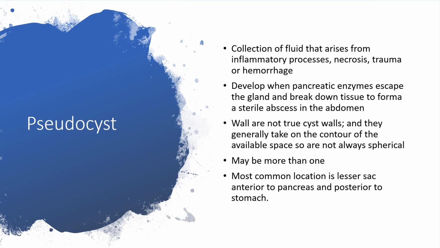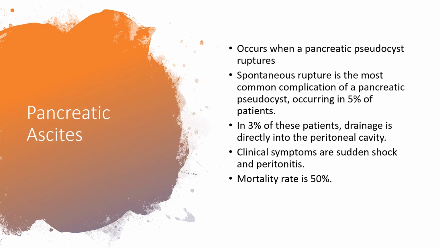And as we said, the lesser sac is where you're going to find them most often. Now those pseudocysts can rupture, and when they do, we call it pancreatic ascites. This is a consequence of the spontaneous rupture of the pseudocyst, and it occurs in about 5% of patients. In 3% of the patients, that drainage is going to be directly into the peritoneal cavity. And in 2%, it will be into the gastrointestinal tract.